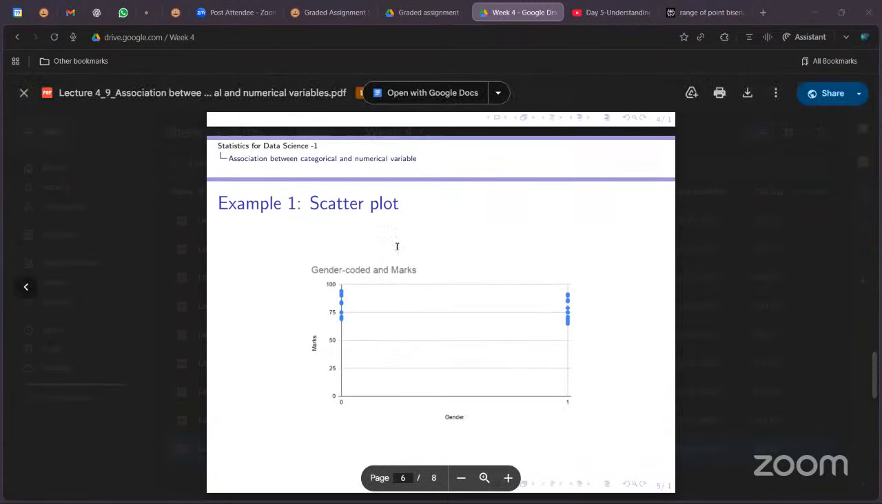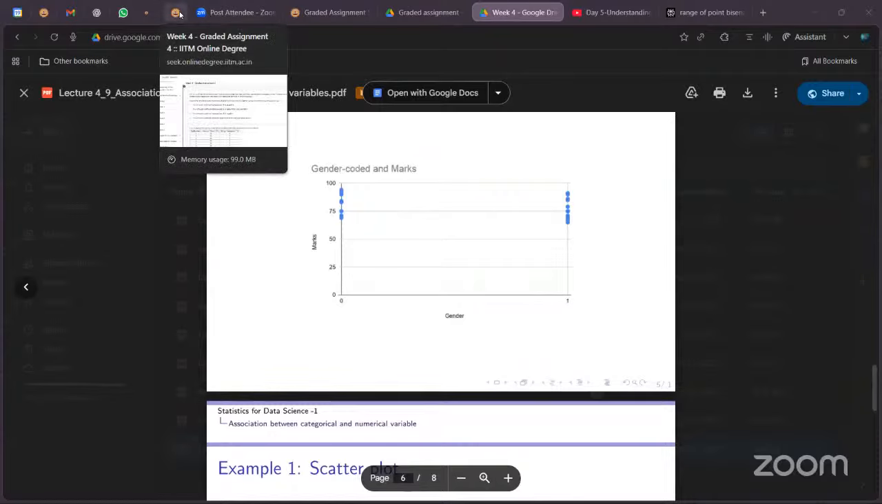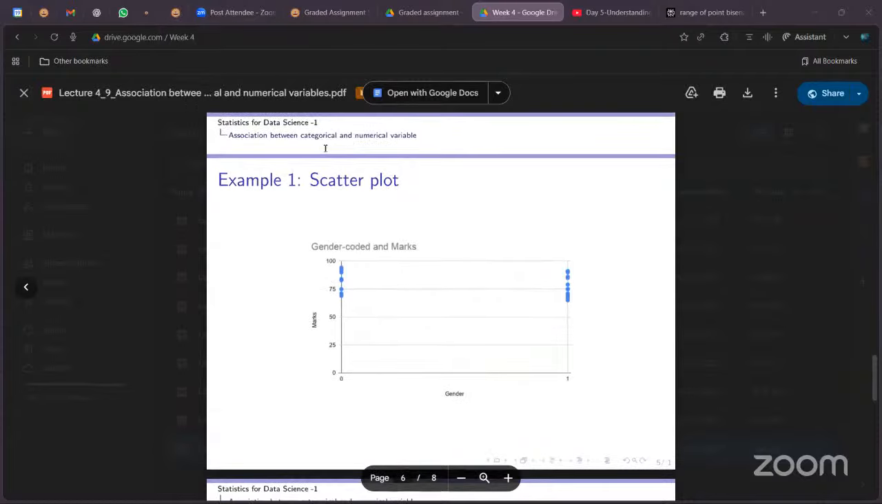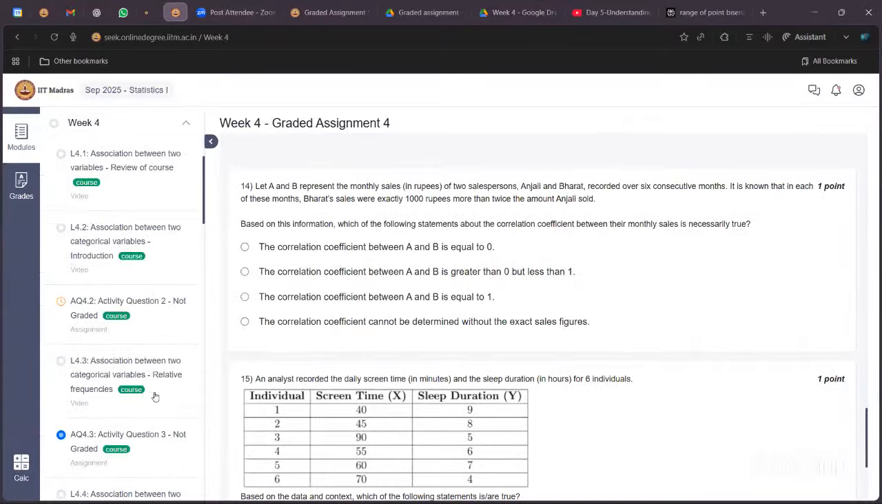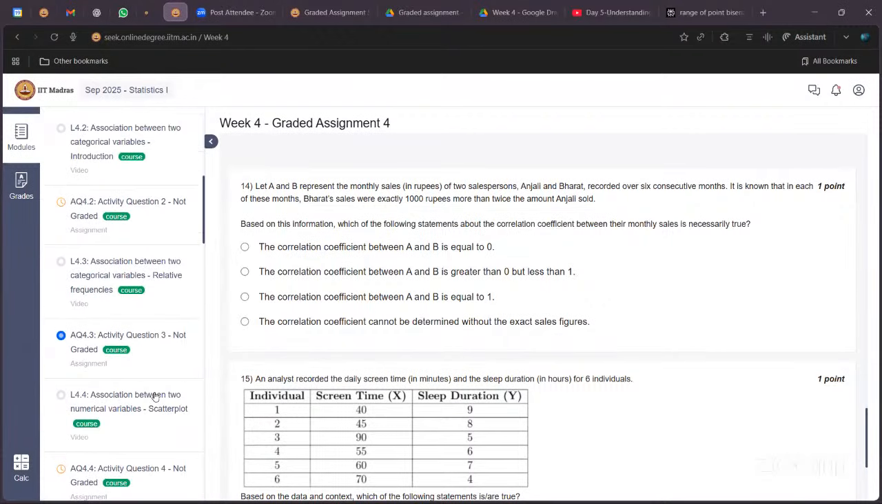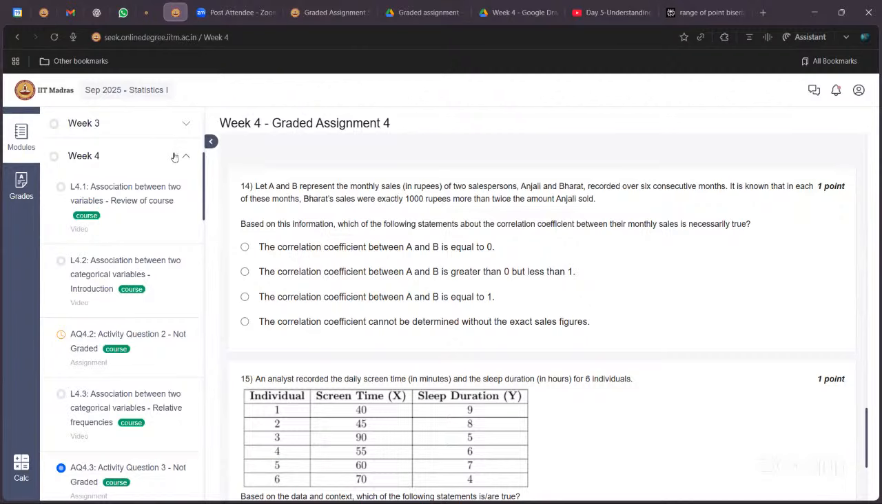Sir, there is one question I can show you. Where is it? Is it in the practice assignment? Sorry, it's not the practice assignment, it's the graded assignment. It's visible on the dashboard, sir. Question number 14, right side. Yes, this one is the question.